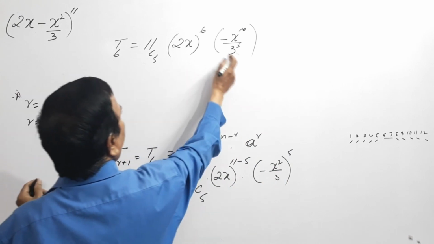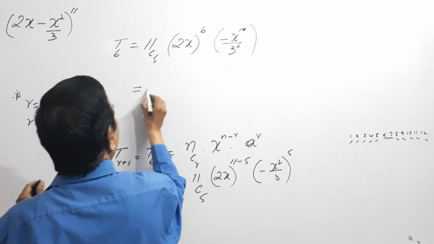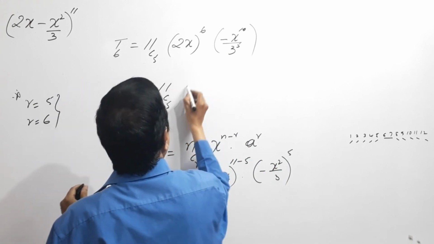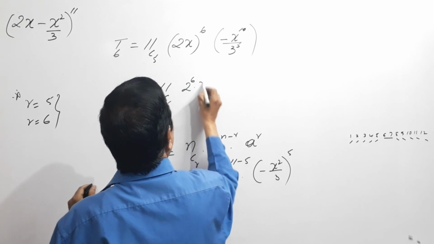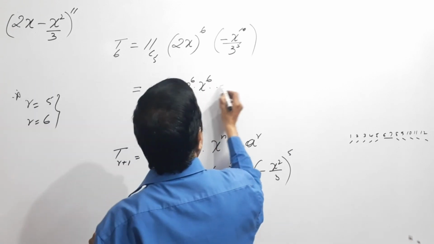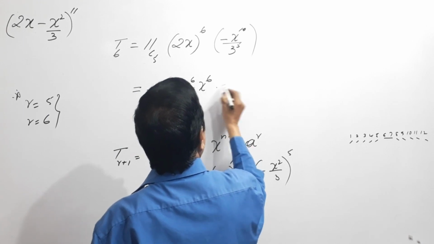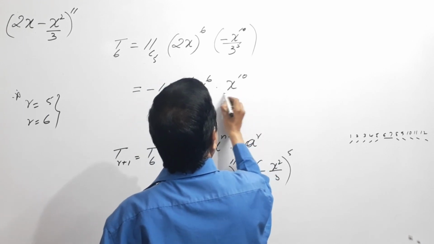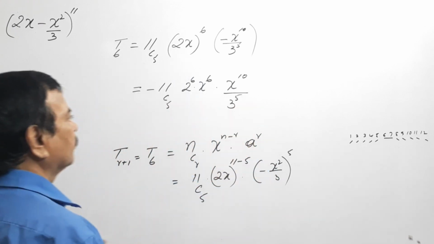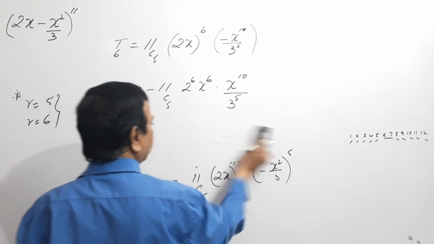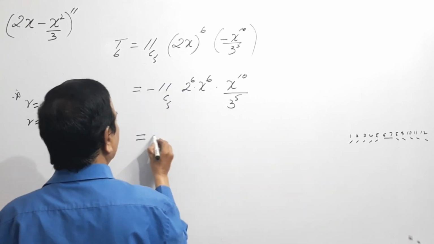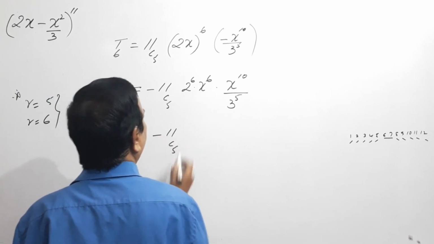What I will do is bring this minus sign to this side. So this becomes minus 11C5. This is 2 to the power of 6, x to the power of 6, into x to the power of 10 divided by 3 to the power of 5. This equals minus 11C5.